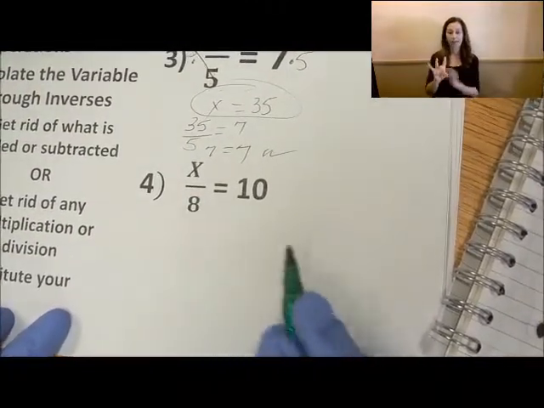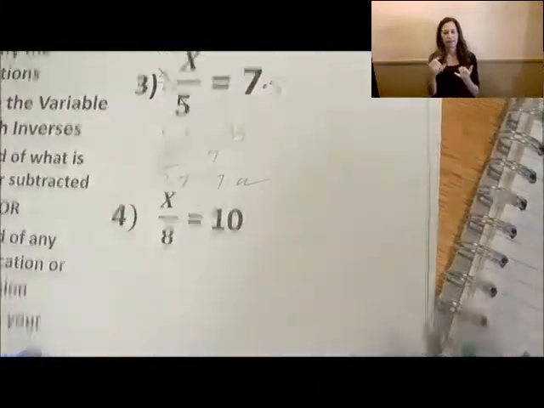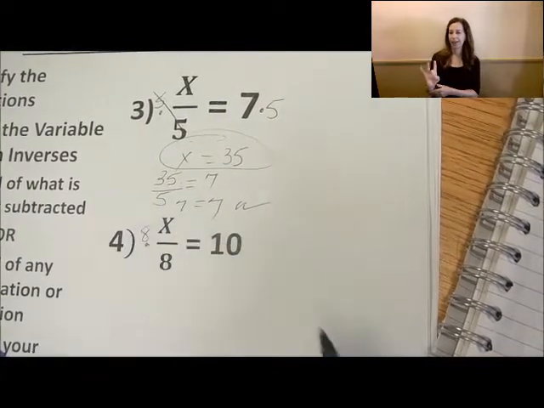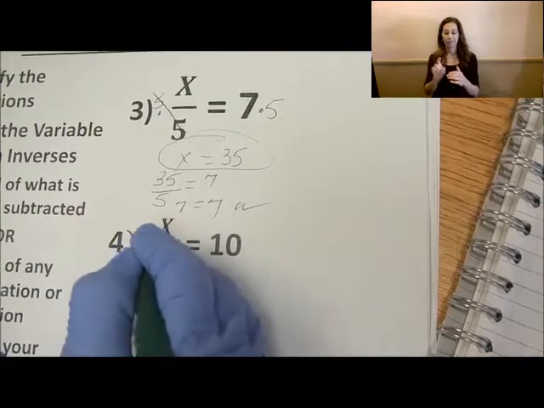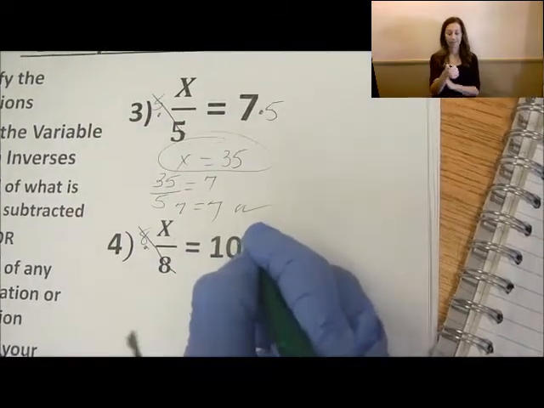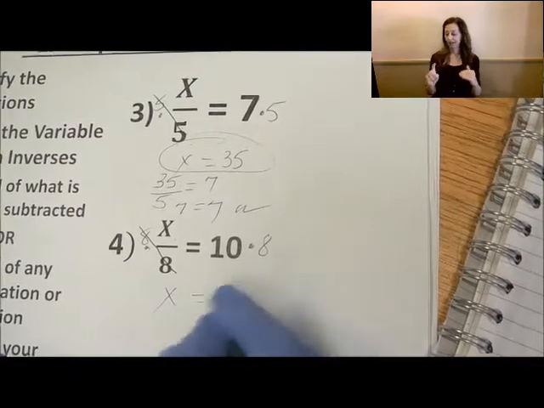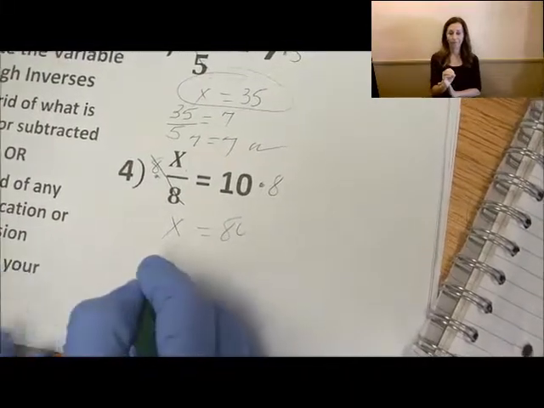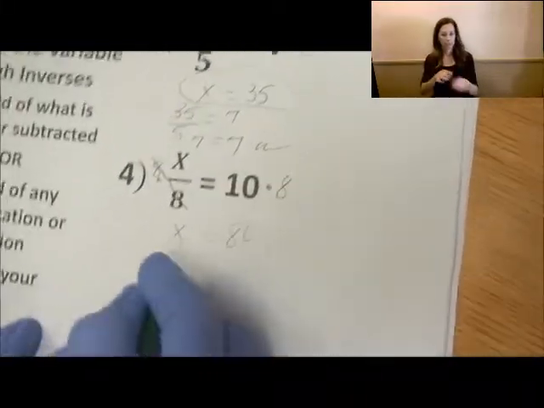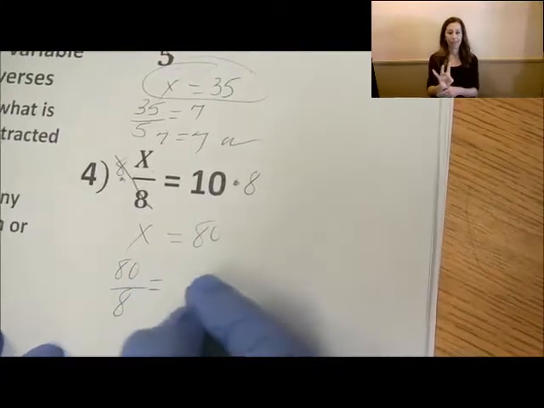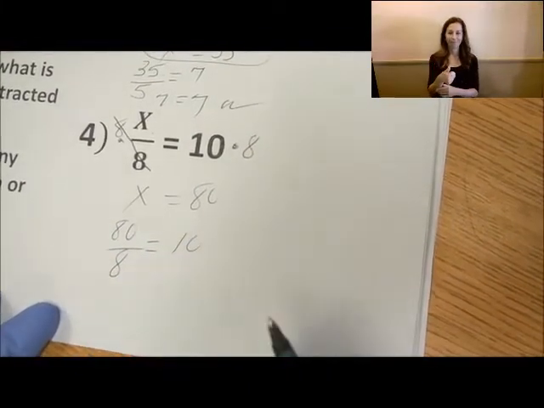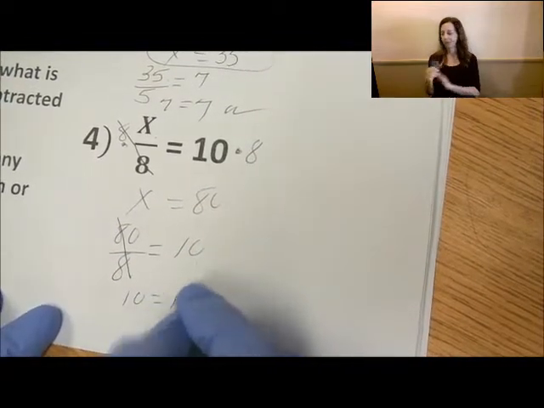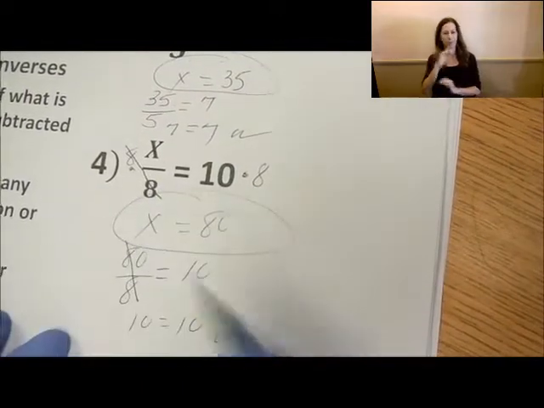x divided by 8 equals 10. Now we know how to do it. We've done it a few times, so we're going to multiply by 8. 8x divided by 8 is x, and 10 times 8 is 80, so we have x equals 80. Let's substitute the solution. So we're going to have 80 divided by 8 equals 10. So we have 80 divided by 8 is 10 equals 10. So now we know this is correct. X equals 80.